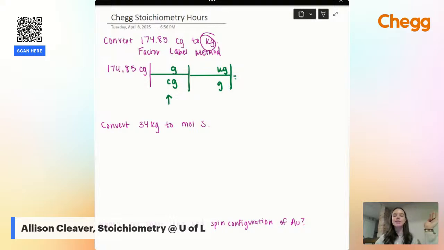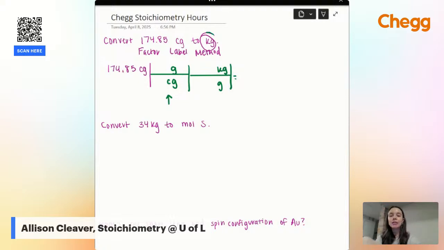The reason for that is some algebra. If you are familiar with algebra in any way, you know that if you put something on the top of a fraction and you put it on the bottom, if it's that same number, they cancel out. Same thing goes with units. If you have the unit on the top and the unit on the bottom, those are going to cancel out.